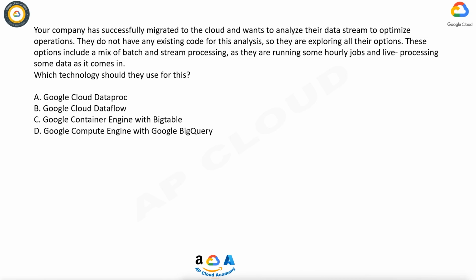Your company has successfully migrated to the cloud and wants to analyze their data stream to optimize operations. They do not have any existing code for this analysis, so they are exploring all their options. These options include a mix of batch and stream processing, as they are running some hourly jobs and live processing some data as it comes in. Which technology should they use for this?